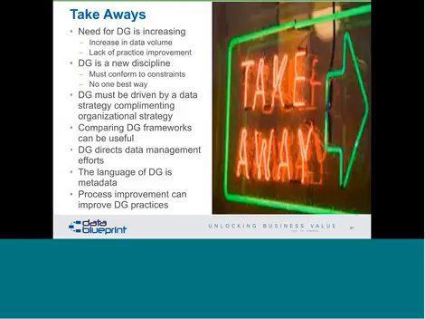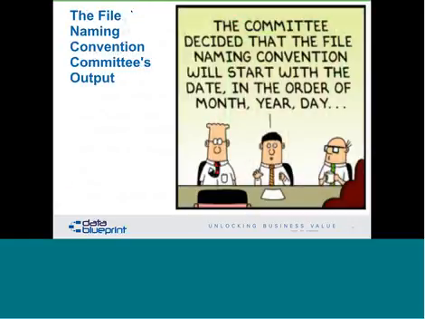We've got two more slides on this. There is a Dilbert that goes into this. This is what you don't want your data governance to be understood as.